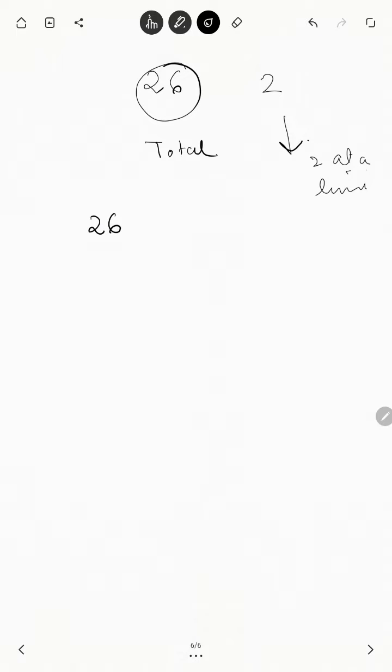Out of 26 English alphabets, if we are going to choose 2, this is the total number of objects, and we are taking 2 at a time. The first choice has 26 options, but for the second choice we have only 25 options. So if the total number of objects is n and we take 2 at a time, the next one will be n minus 1.